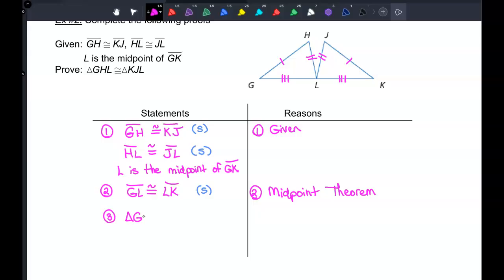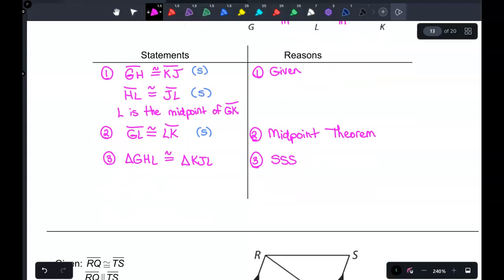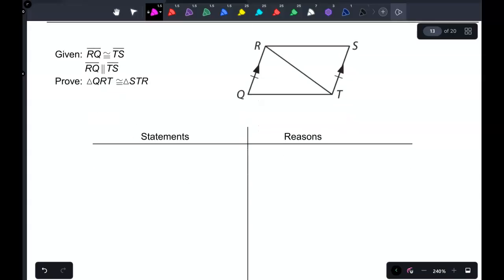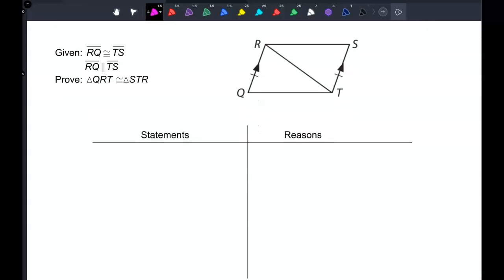So step 3, I'm done. Triangle GHL is congruent to triangle KJL. Now, my reason is side-side-side. Okay, Aaron, don't ruin the next one. So, see what I mean? There's only 3 things I need to get congruent: either 3 pairs of sides or 2 sides and an included angle. That's what makes these proofs shorter and more direct.